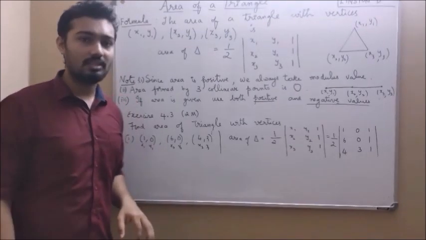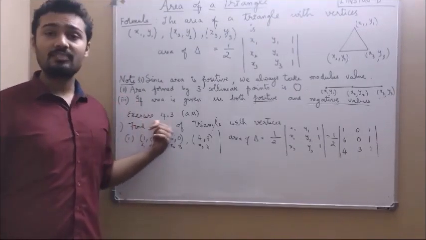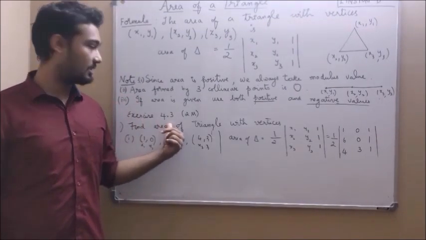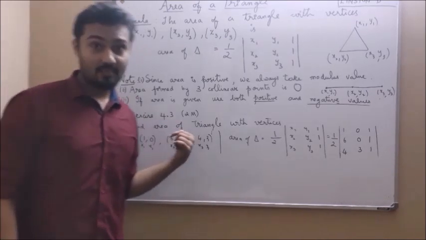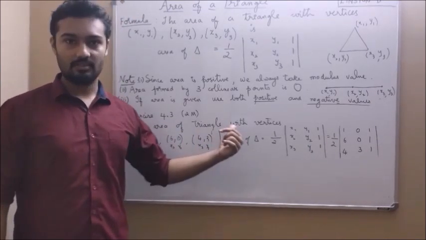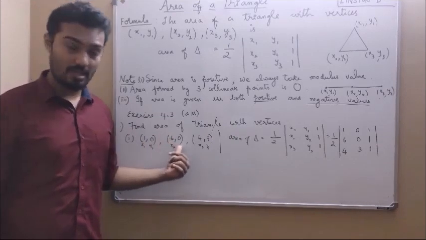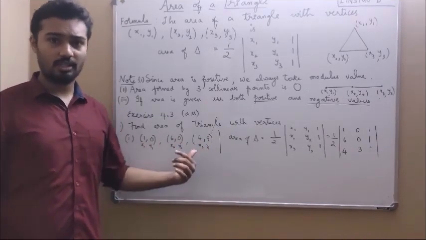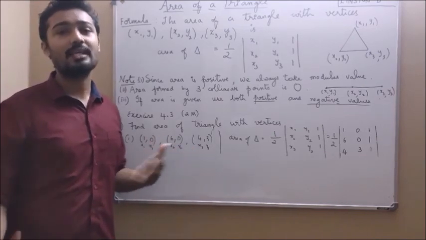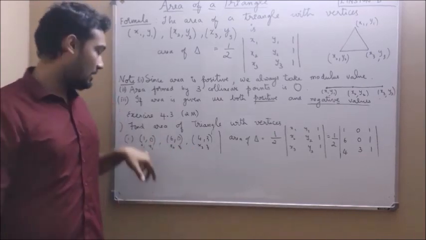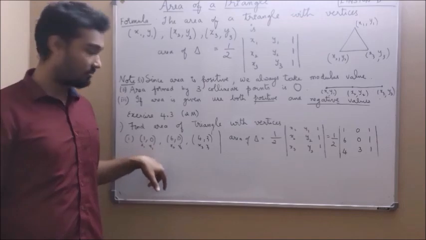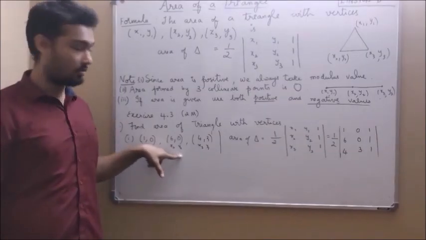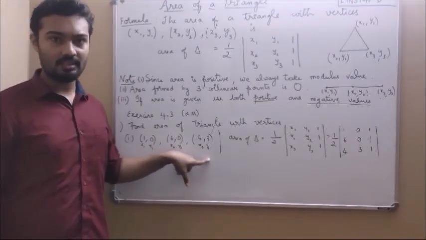Next, we'll do one sum. Exercise 4.3. Find the area of the triangle with vertices 1, 0, 6, 0, 4, 3. Now, of course, 3 points are given. You know what x1, y1, x2, y2 and x3, y3 are. First, this is x1, y1. This is x2, y2. This is x3, y3.